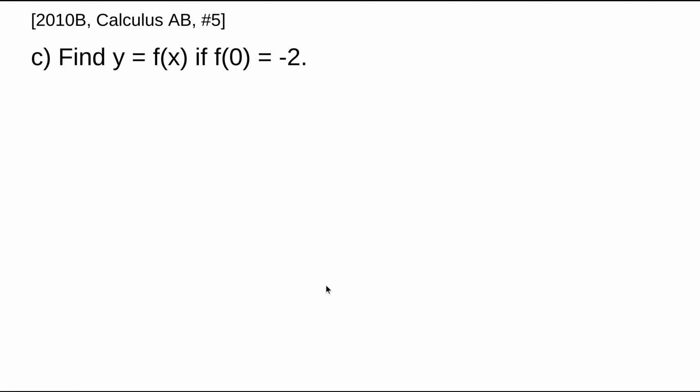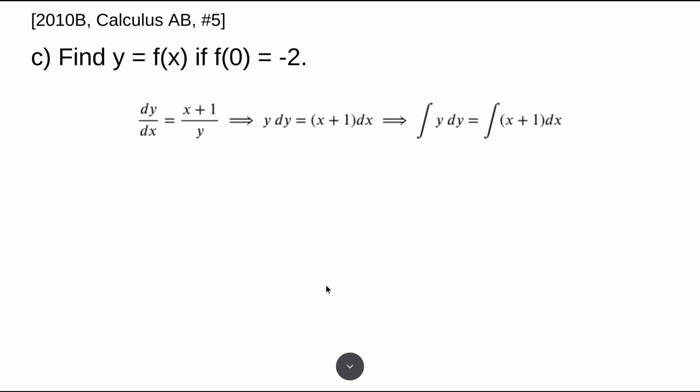In part C of the question, we are asked to find the particular solution y equals f of x, using the initial condition f of 0 equals -2. So we're going to use separation of variables here, as would be the expectation when solving a differential equation like this. In fact, if you don't use separation of variables, there's a good chance you could fail to earn any points on this part of this question.